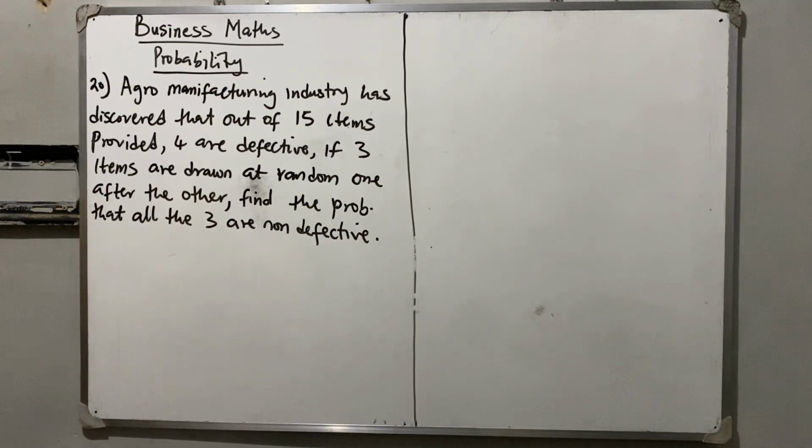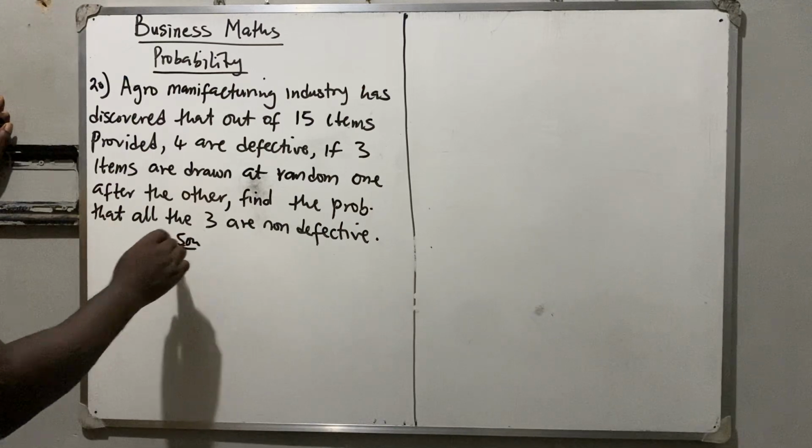They say that it is drawn one after the other. They didn't tell us whether it is with replacement or without replacement. Since they didn't tell us, let us assume that it is without replacement, though I'm still going to solve it with replacement, so that in case it comes out in an exam, you will know how to solve it. So let's assume that it is without replacement.